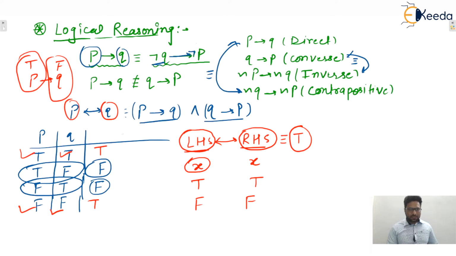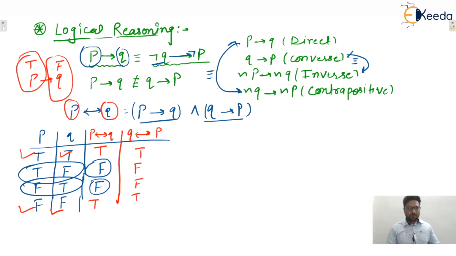Remember guys, this is the truth table for P biconditional Q. Now make the truth table for Q biconditional P. That will be what? Again true, false, false, false. Next one.